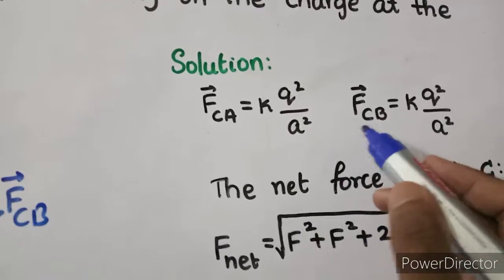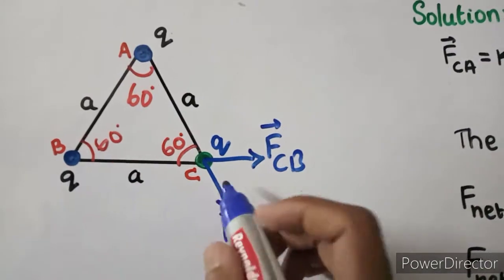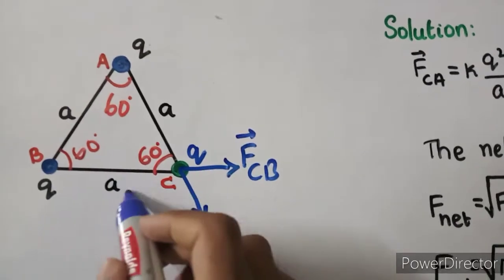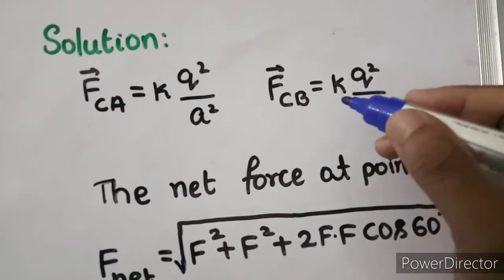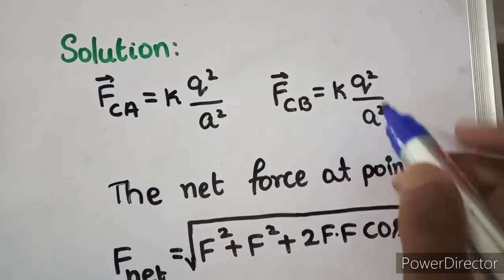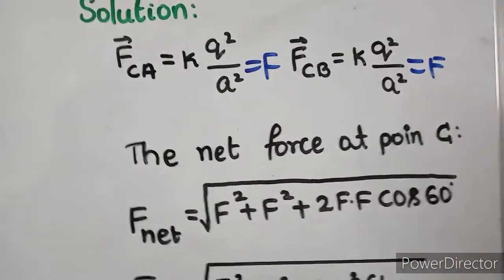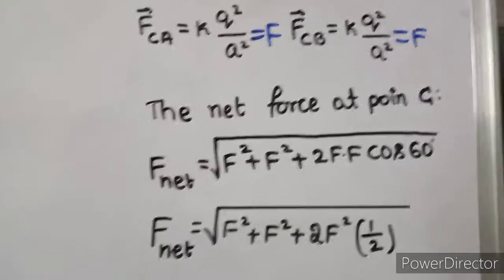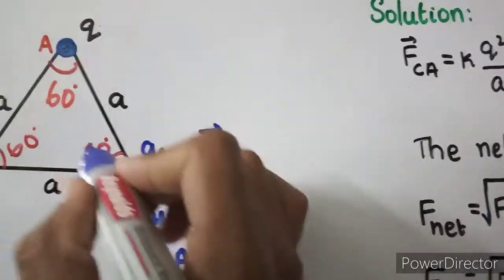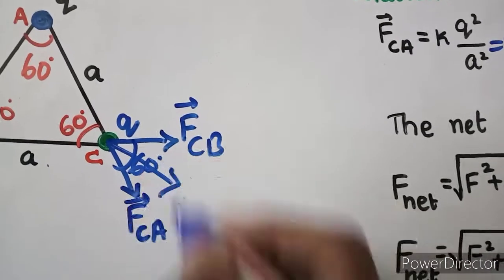And in the same manner, force at C due to B is given by K into Q square by A square. The distance between those two charges is A. So that is K Q square by A square, and both are the same. So here I will consider these two as F. Both are the same. So now the resultant force will be in this direction, right? Since this is the equilateral triangle, this angle will be 60 degrees, this is also 60 degrees, and this is also 60 degrees.